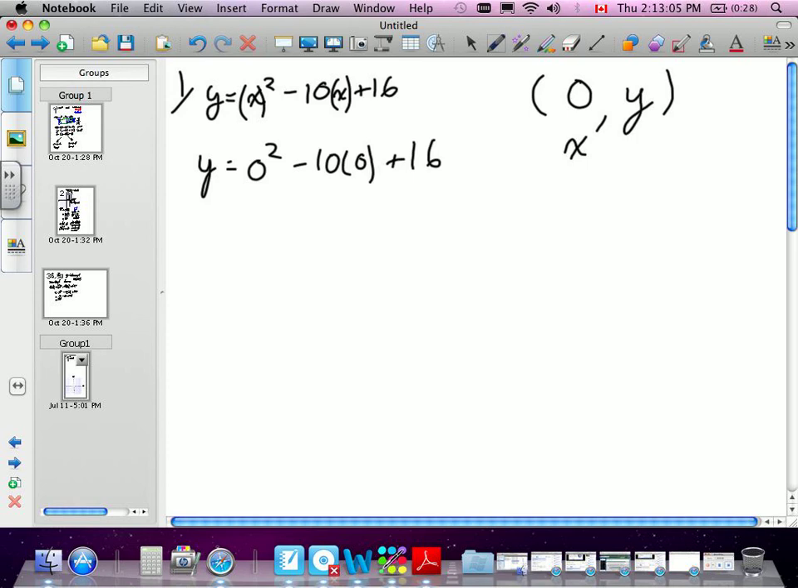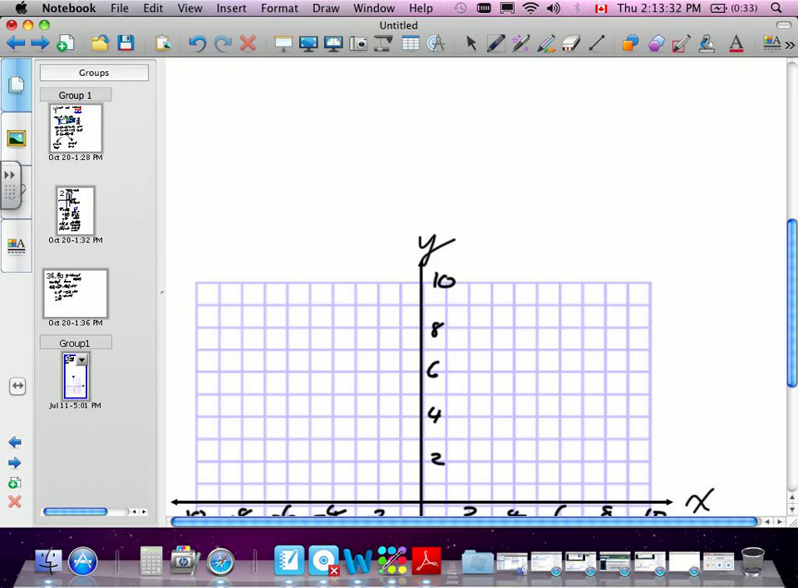In standard form, usually the last number will be your Y-intercept. So in this case, 0 squared is 0, 10 times 0 is 0, plus 16. Our Y value is 16. So the Y-intercept for the very first graph was 0 and 16. On your graph, I know I didn't have it all the way up there. I was hoping you guys would estimate where it would roughly be. So that was going to be our Y-intercept.